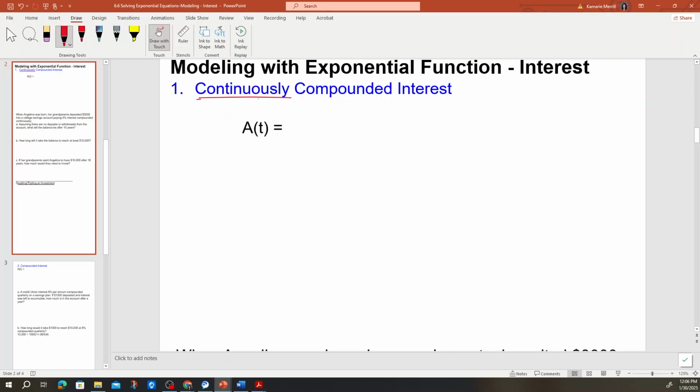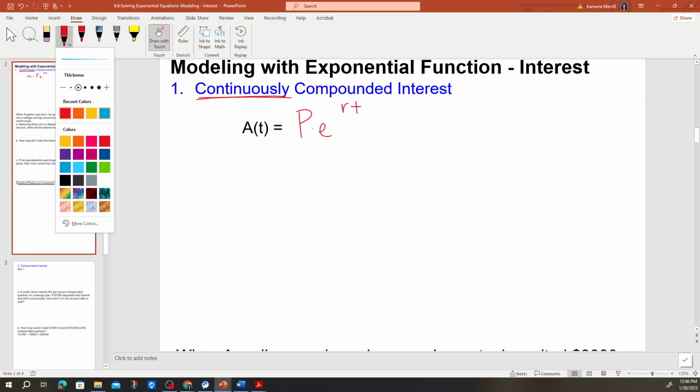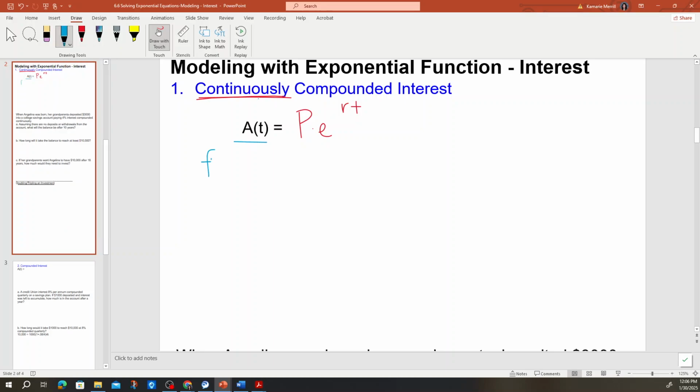All right, when you see the word continuous, it'll be this model, where it's P times e to the rt, and the parts of it are going to be this. This is your future amount that stuff grows to over time, after t.